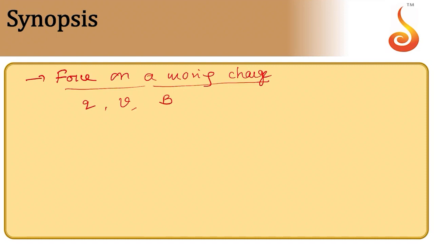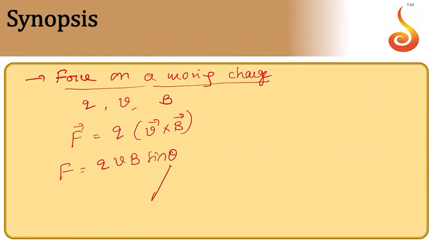magnetic field being B. Then the force experienced by the charge is given by F is equal to Q into V cross B. Or we can write F is equal to QVB sin theta, where theta is the angle between the velocity vector and the field vector.